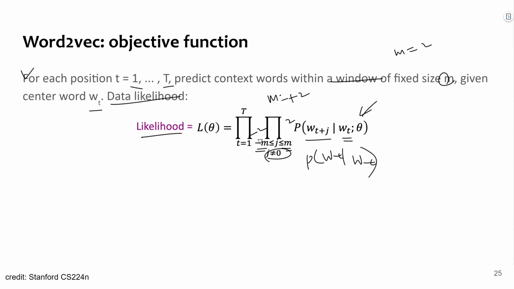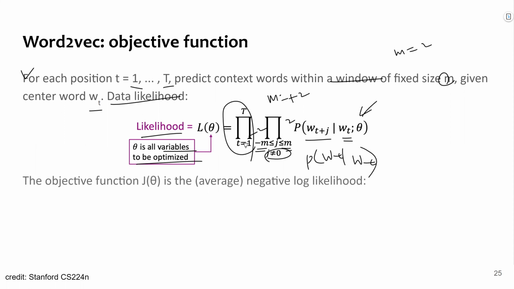Okay, we are going to repeat this process for all the words in our corpus. And this theta is all variables to be optimized. These are word vectors. And the objective function J(theta) is the average negative log likelihood.